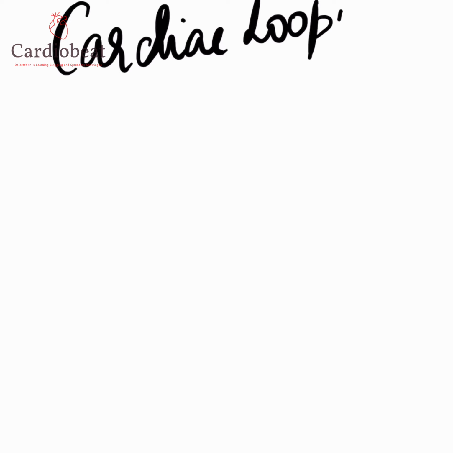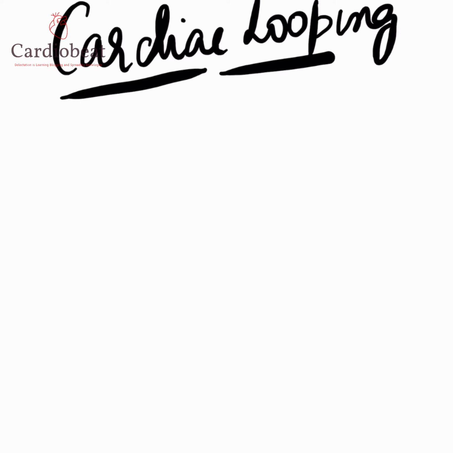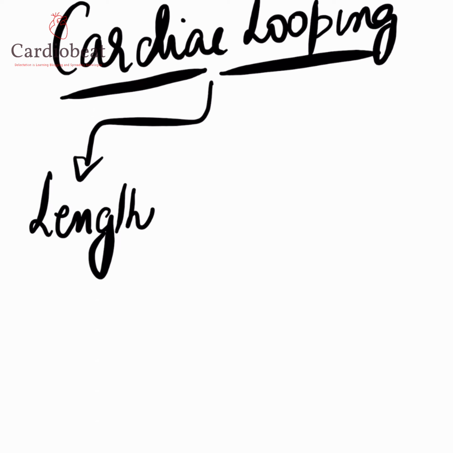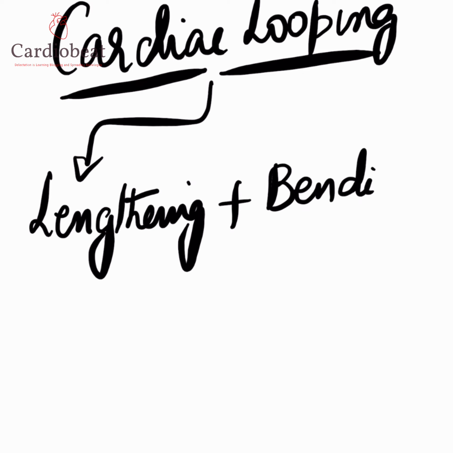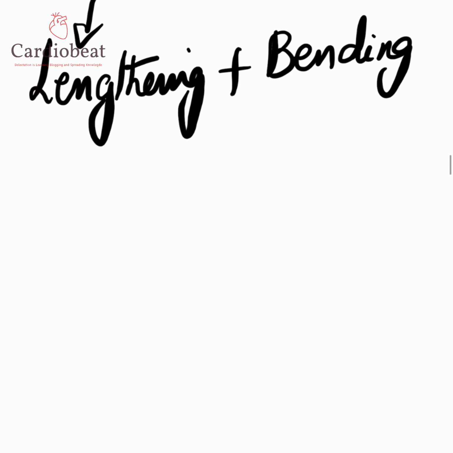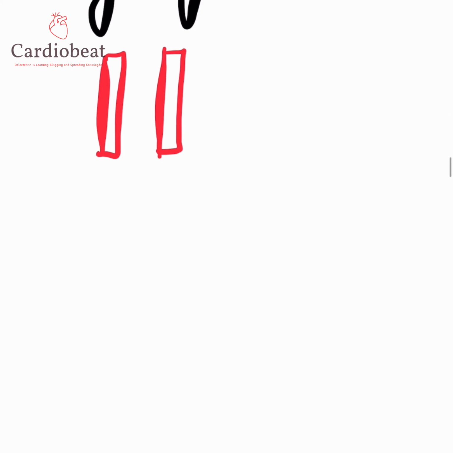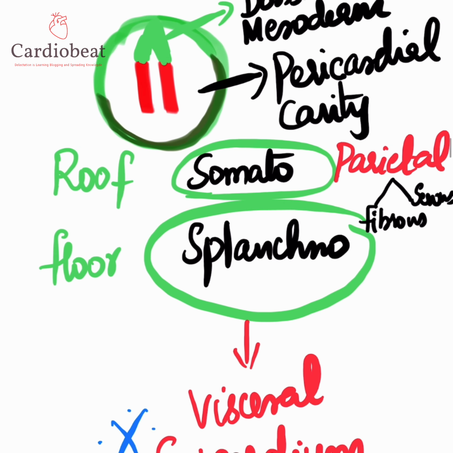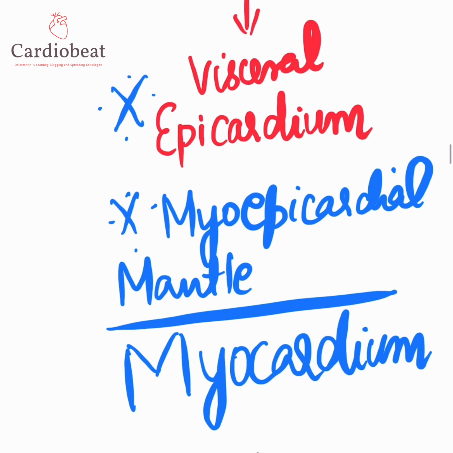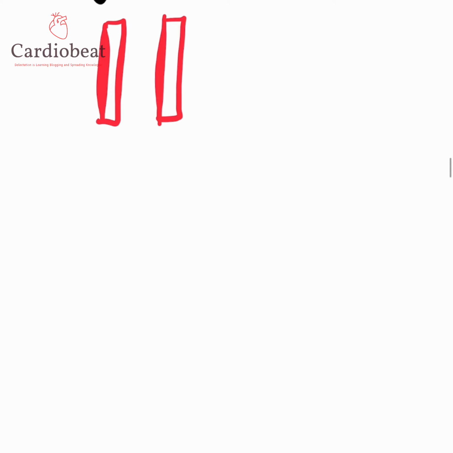So cardiac looping is nothing but a combination of lengthening and bending of cardiac tubes. As I mentioned earlier, there were initially two simple endothelial lined tubes, suspended by the dorsal mesocardium. They start receiving blood and they are pumping.